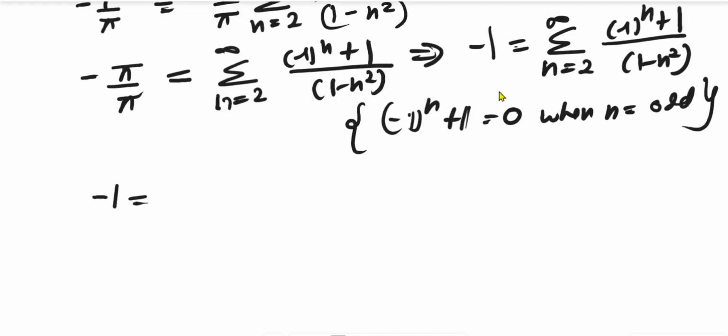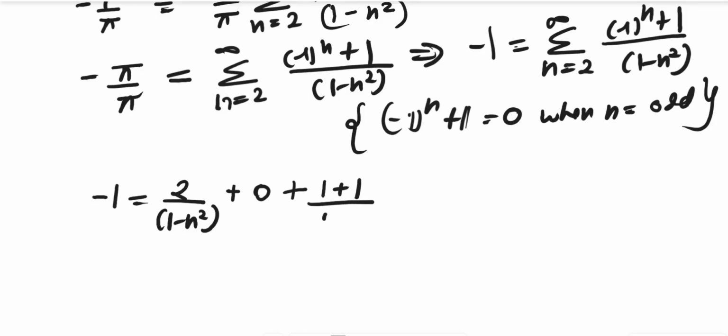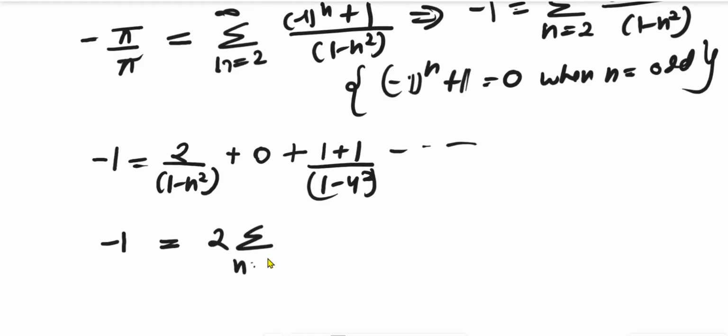is equal to, for n is equal to 2, it is 2 upon 1 minus n square. For n is equal to 3, it is 0. For n is equal to 4, it is 1 plus 1 divided by 1 minus 4 square and so on. So ये क्या है? minus 1 is equal to 2. Since even terms ले रहे हैं, 2 summation n from 2 to infinity and it is 1 upon 1 minus n square.